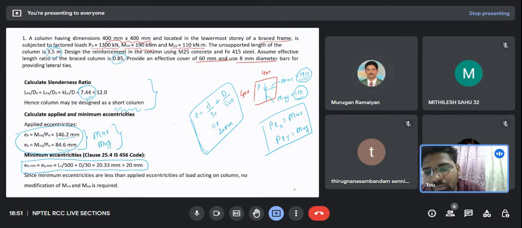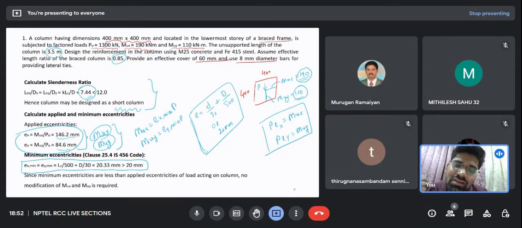How will I recalculate my moments? I will not use Mux and Muy now. I will use P into Ex minimum. I will modify my Mux as Ex minimum into P, and Muy as Ey minimum into P. So whichever is the greater value of eccentricity, that value of eccentricity I will use to design my column. If there is any doubt, you can ask me right now.